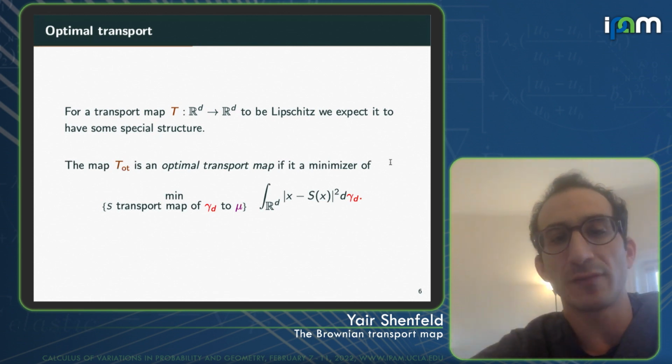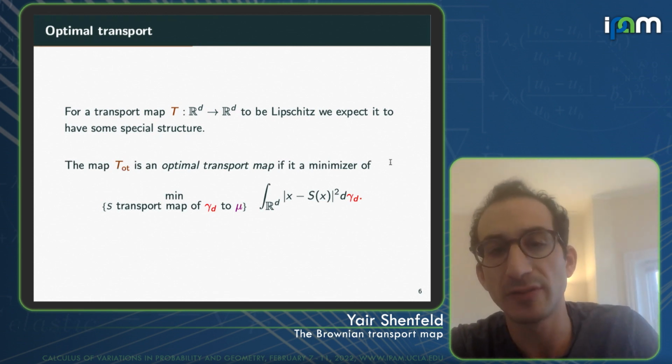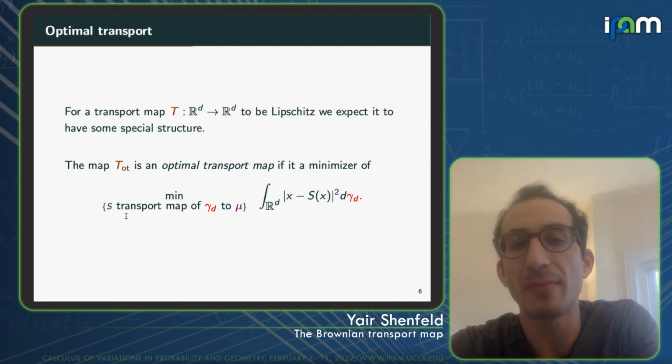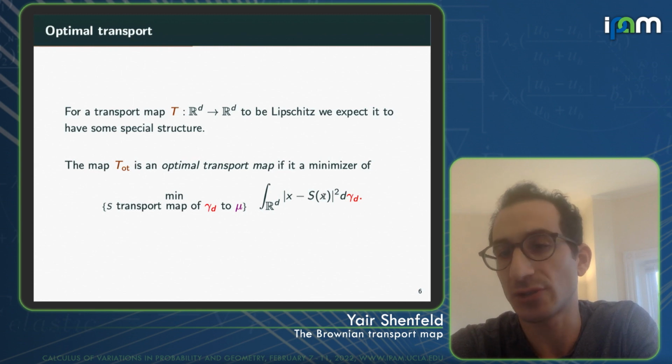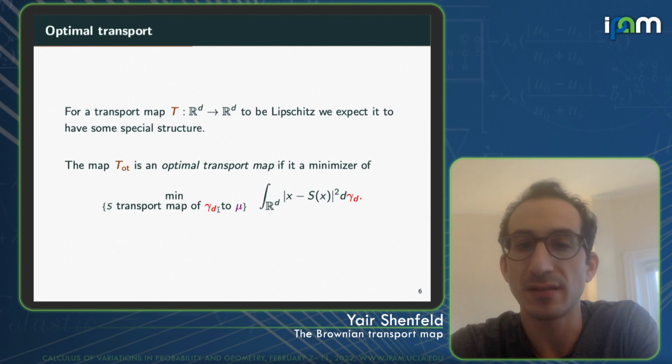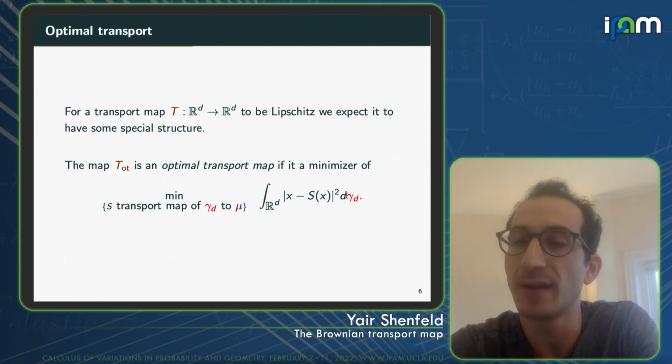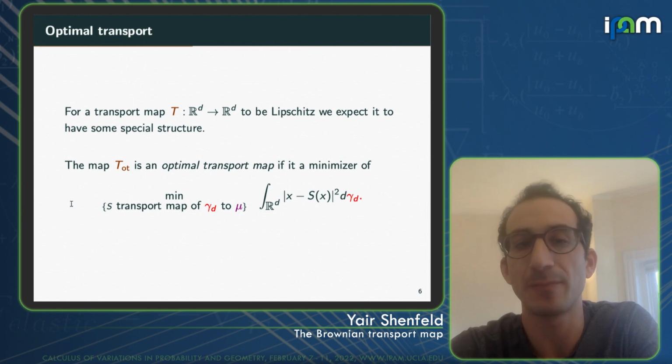So here's one way of looking at optimal transport. It's not exactly the Kantorovich formulation, but for our purposes, this is what we want to look at. Let's look at all the maps S which transport the Gaussian into mu, and let's look at the one which minimizes this quadratic distance. Here we have the map S. It maps the Gaussian into mu, and we're looking at the difference between X and S of X, where X is sampled according to the Gaussian. So the optimal transport map is the one which minimizes this quantity. This is the map coming from the Wasserstein distance.